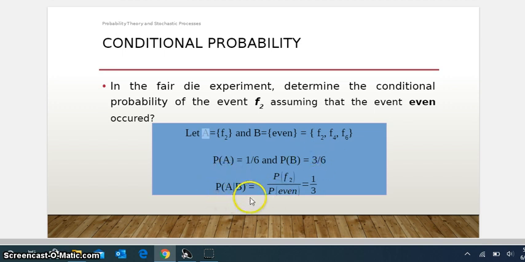So the conditional probability P of A given B is equal to P of F2 divided by P of even, which is equal to 1 by 6 divided by 3 by 6, which is actually equal to 1 by 3. So this is a small example of conditional probability.